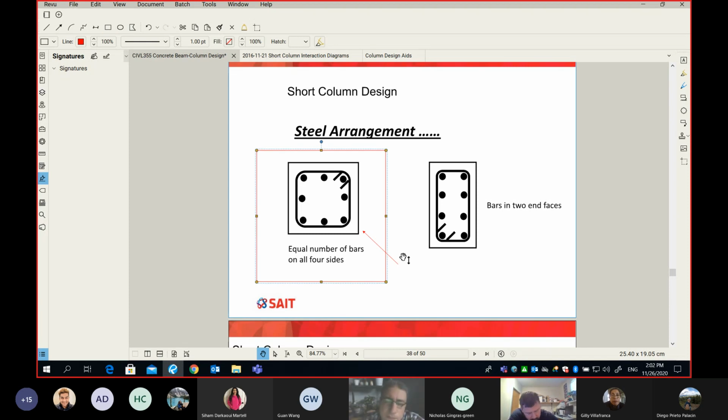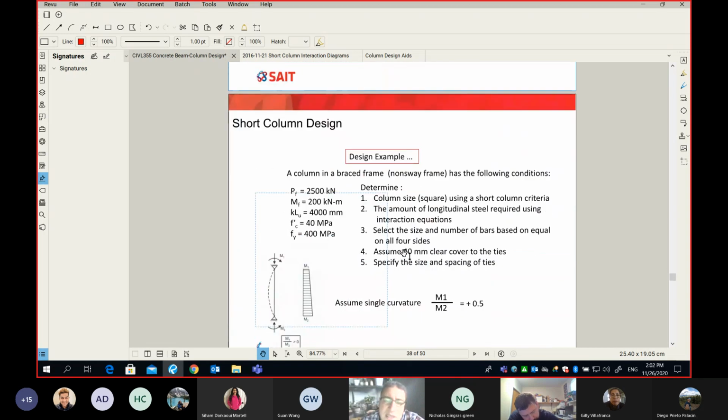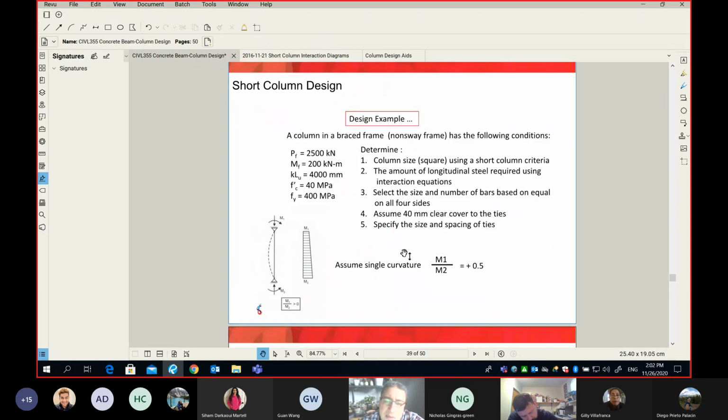We'll place a box around this one here, which means we will place the rebar on all the sides of our column. Now, here is our first numerical example. I'm going to spend some time to go through the example, and then we'll show you how we design a column. So you can tell here there are some inputs.